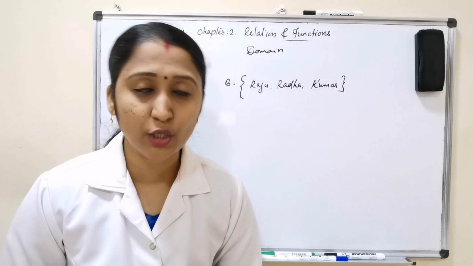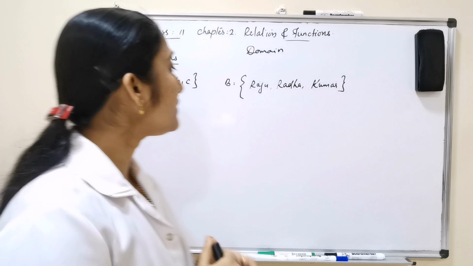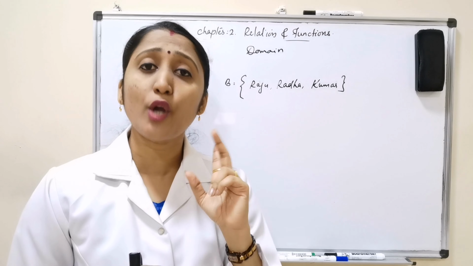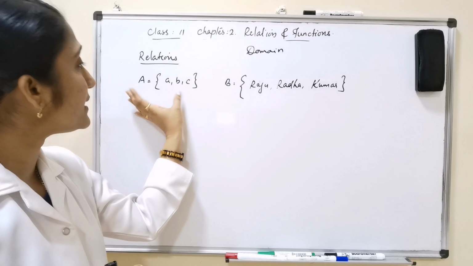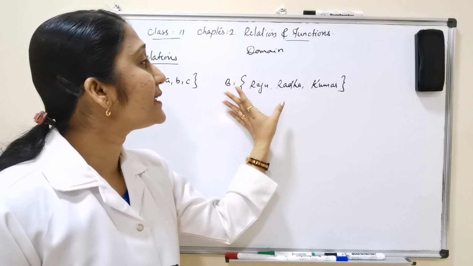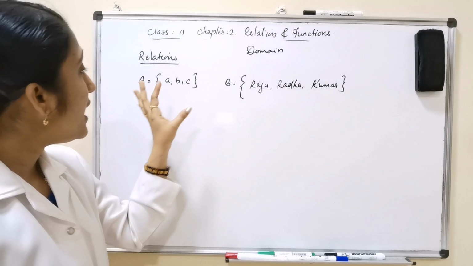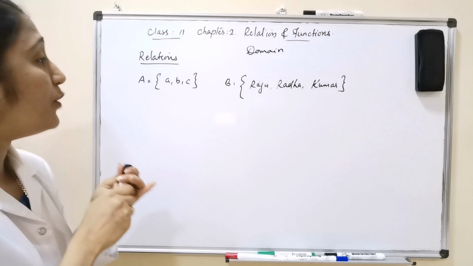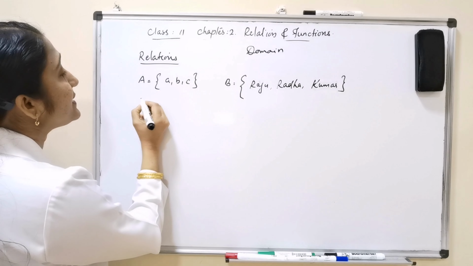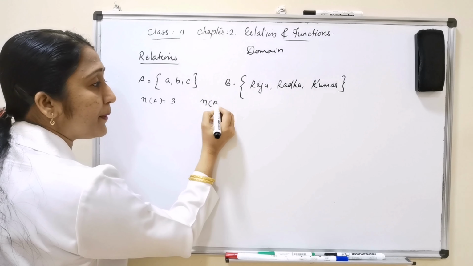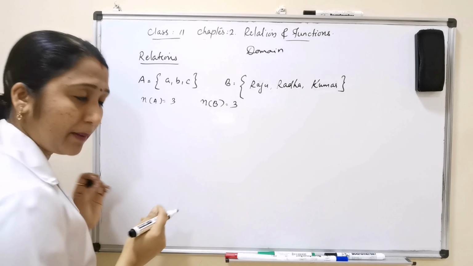Let us move on to the topic of relation. Here I have given two non-empty sets. A is the set {a, b, c} and B is the set {Raju, Radha, Kumar}. So let us see, how many elements does A have? The number of elements of A is 3 and the number of elements of B is 3.